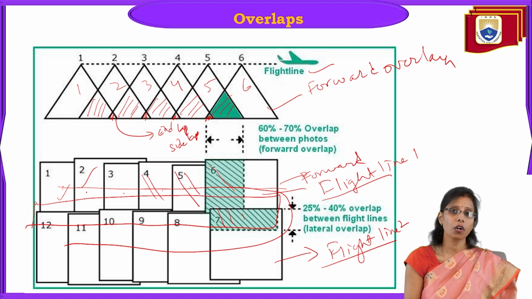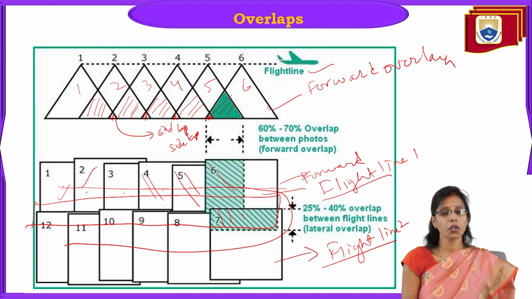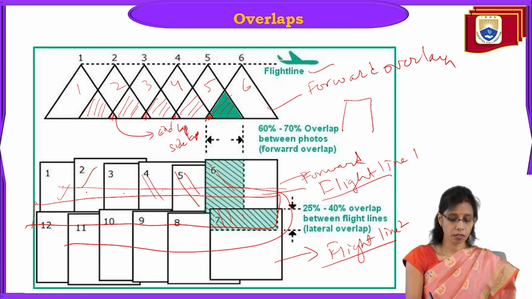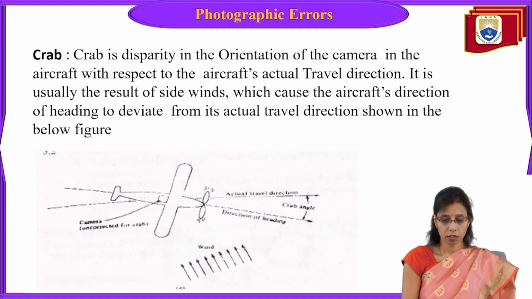It is important for parallax first of all. Second, it is very important for 3D view. And third, it is very important that no area should be unmarked. There should not be even a small area missed out in the flight line direction. If this is the flight line, so 1, 2, 3, 4, the total area should be covered. That's why forward overlap and end lap are a must. It's very important in aerial photographs.